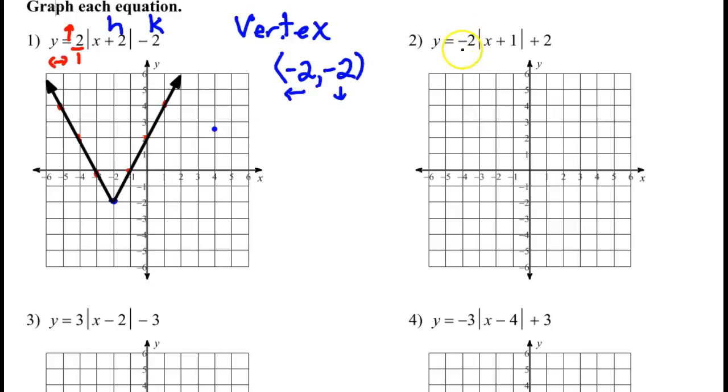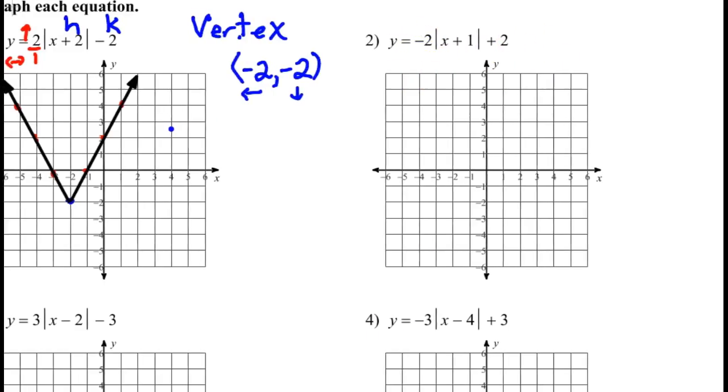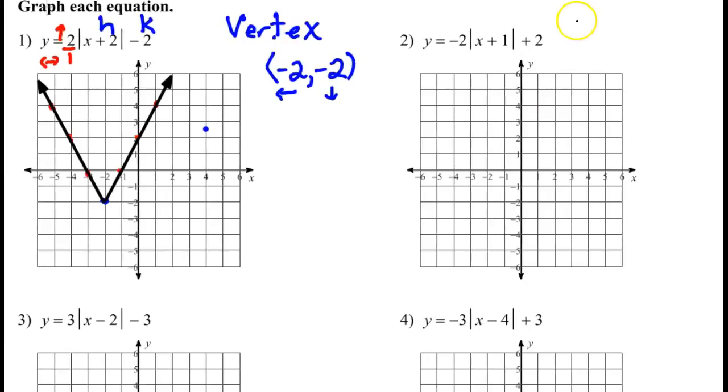Okay, one more, then I'll let you guys finish the front. So let's look at number 2. So here we have the vertex. Label this.